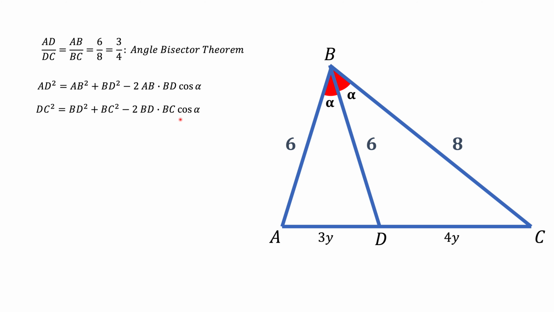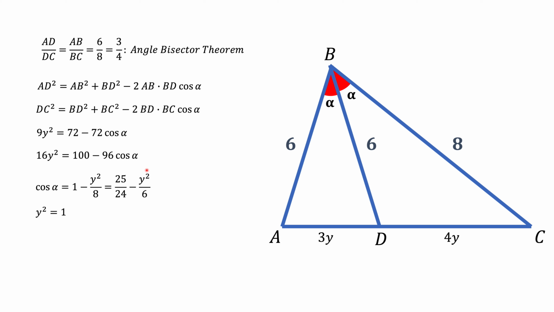So the first law of cosines gives us this. The second law of cosines gives us this. What we're going to do now, we're going to express cosine alpha from both of these equations. That's what we're going to get. This expression is from the first law of cosines, and this guy is from the second law of cosines. Now what we have here is a linear equation for y squared, which we can easily solve to find that y squared equals to 1, which means that y equals to 1, and DC is 4y, that is 4.